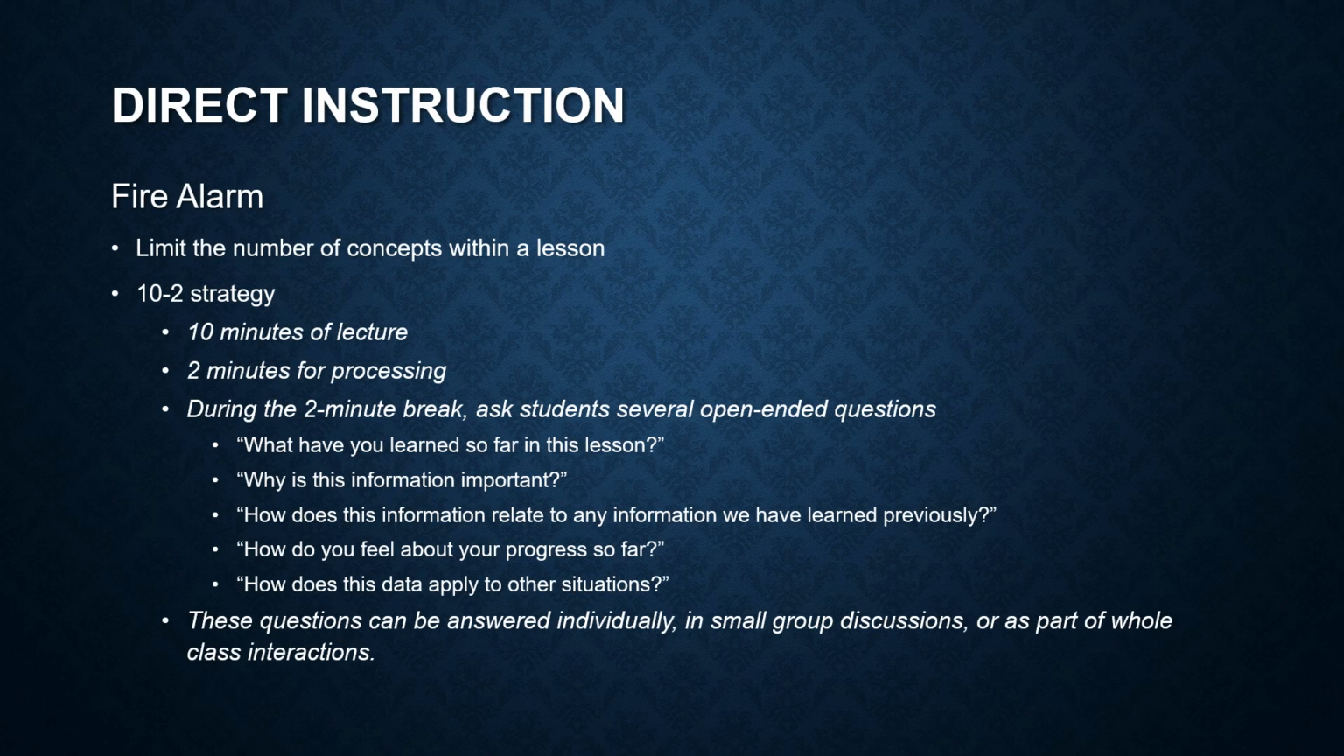Another way to improve direct instruction is called fire alarm. This requires you to limit the number of concepts within a single lesson to 1 or 2 at the elementary level and 3 to 5 at the secondary level. Then use the 10-2 strategy, which means 10 minutes of lecture and a 2-minute break for processing. And during the 2-minute break, ask students several open-ended questions.